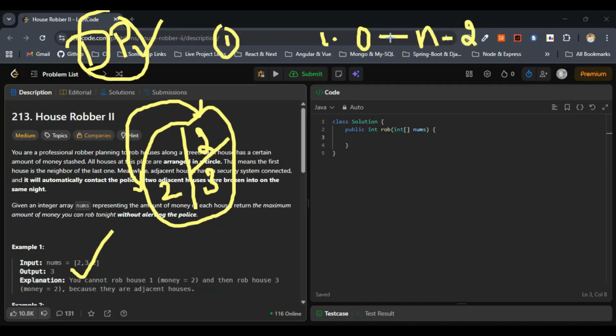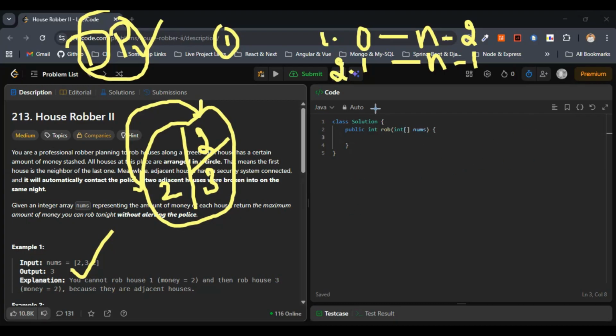The second point here is rob the houses from index 1 to n minus 1. This is simple. Now for each linear segment, use 1D DP where DP of i equals the maximum money robbing up to the house i in that segment, right?